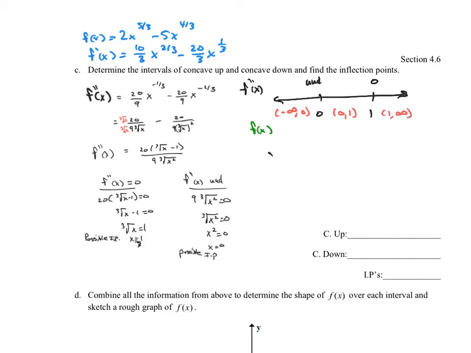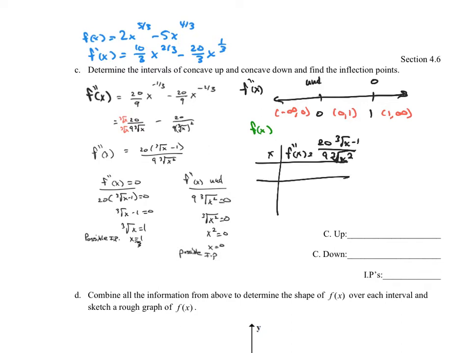When I do this, and I'm testing this, when I say I need to test it, I need to plug it into the second derivative. The second derivative, again, being 20 times the cube root of x minus 1 all over 9 times the cube root of x squared.